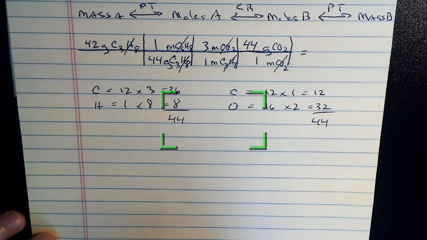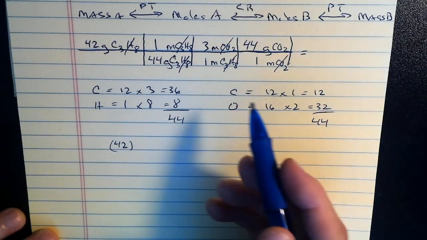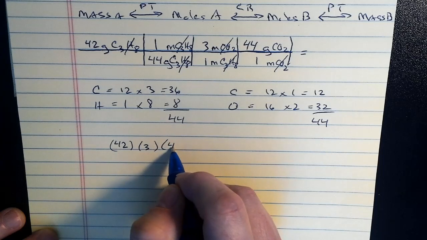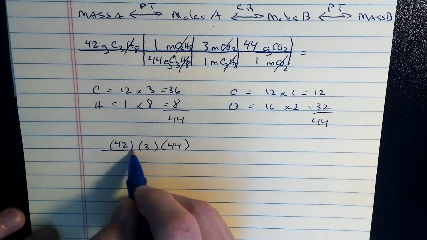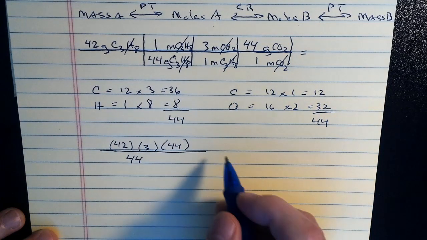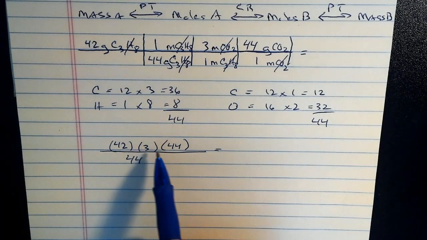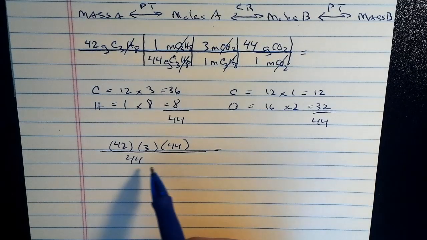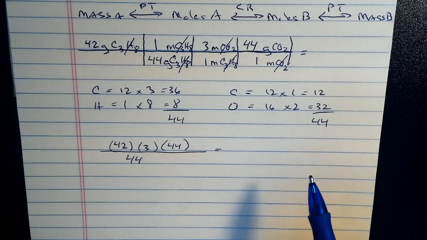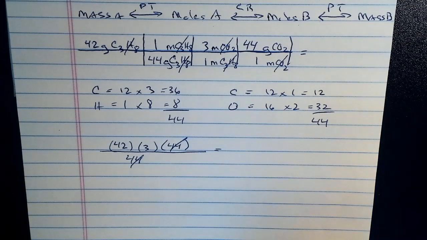Okay, so I want you to show this step. So we got 42. The ones drop out, so no need to have that. Times 3 times 44 divided by 44. And the ones drop out. Now there's a couple of different ways you can do this. You can multiply these out, pull that number over, bring that number over, which is usually the best thing to do. But in this particular case, because these numbers happen to be the same, we can cancel them out.